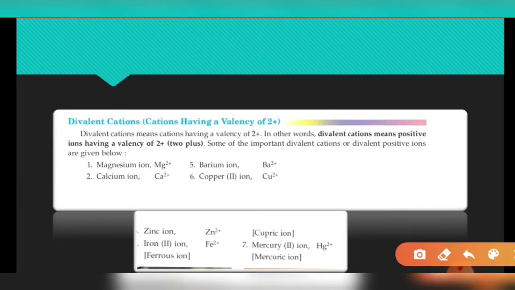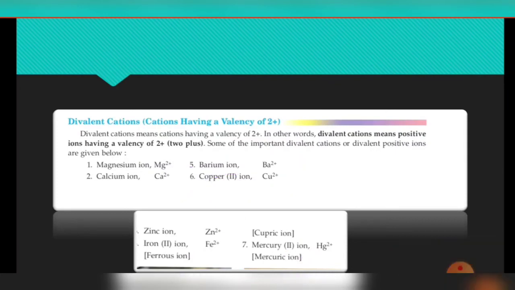Divalent cations, which have 2+ as their valency: magnesium Mg2+, calcium Ca2+, barium Ba2+, copper Cu2+, zinc Zn2+. Here you can see this copper second is written here, the valency is 2 and the name is given as cupric. Similarly for mercuric, Hg2+, having the valency as 2. So iron, it has Fe2+.